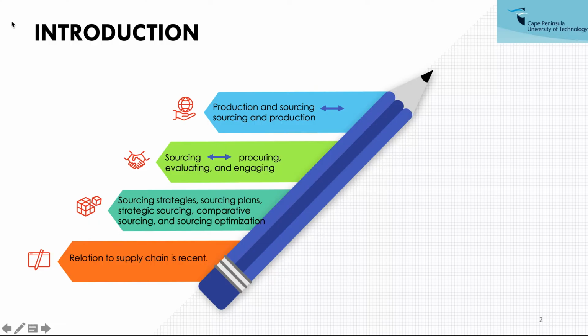Now, sourcing strategies, you would have heard about sourcing plans, strategic sourcing, comparative sourcing, sourcing optimization. These are the latest lingos or trendy words that are being used in the industry. However, the term sourcing, when it relates to supply chain, is relatively new because it was more or less used around the 1980s. Knowing when the concept of clothing ever started, supply chain being related to sourcing is actually quite late. So that is why it is considered relatively recent.